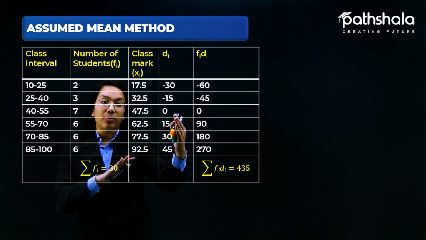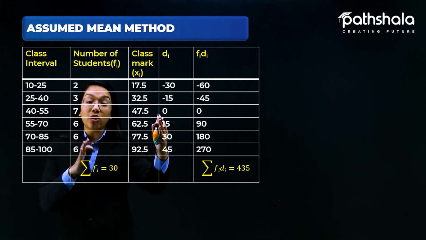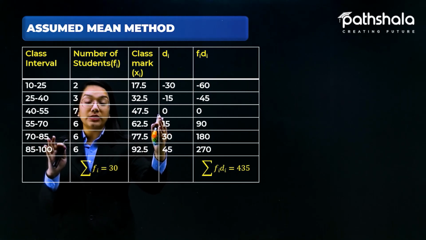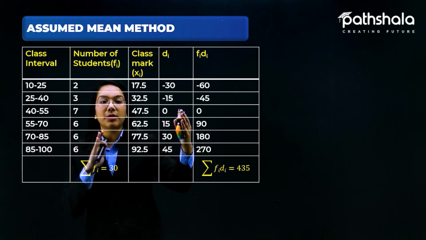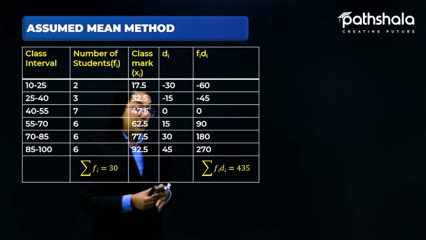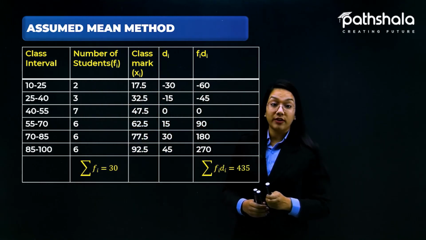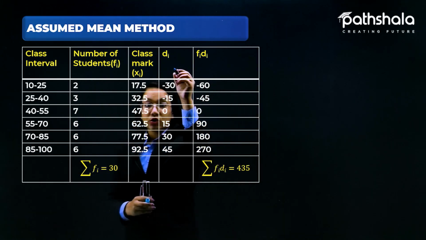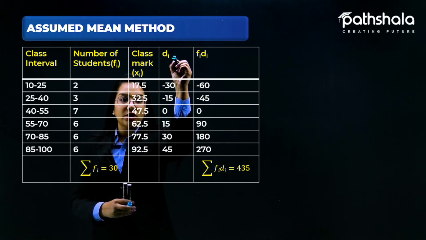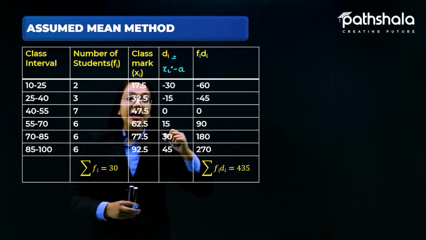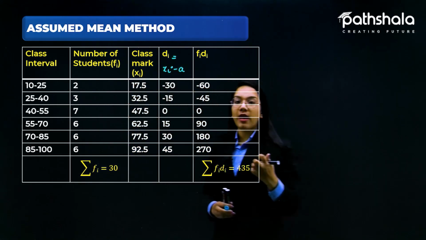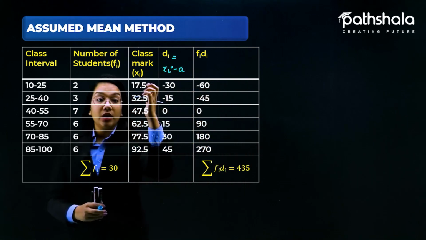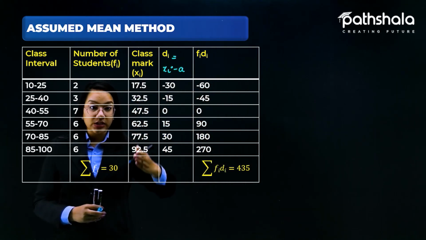Now we will not find Fi Xi because that task would be tedious. Now we will find the next table as Di. What is Di? Di is the deviation, which is the difference of Xi minus A. What was A? A was the assumed mean, and I am selecting the assumed mean from all of these class marks.